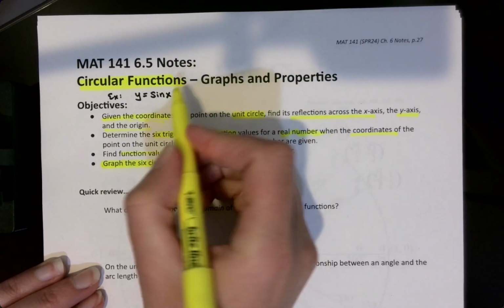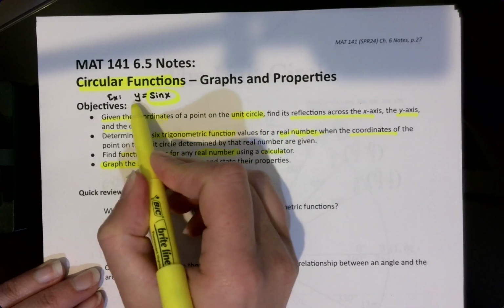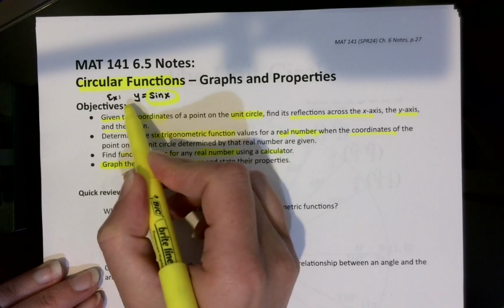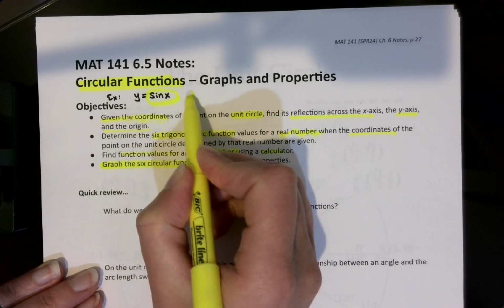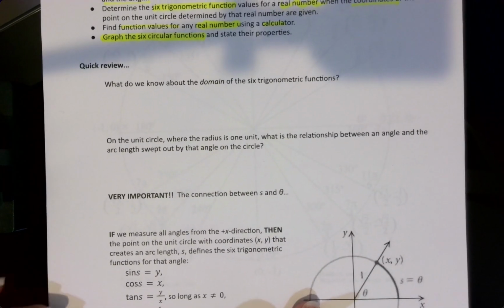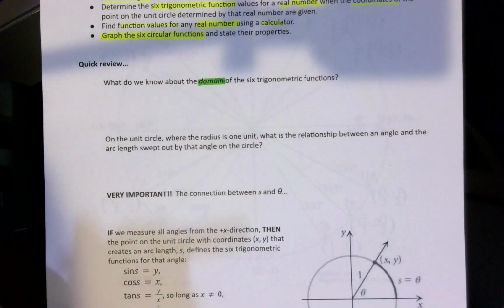So we've talked about the ratios, the sine of x, the cosine of x. We just haven't yet expressed them as a function in terms of y and graphed the x and y variables together on a 2-dimensional grid. We've just seen values on the unit circle. So, quick review. What do we know about the domain of the 6 trigonometric functions?